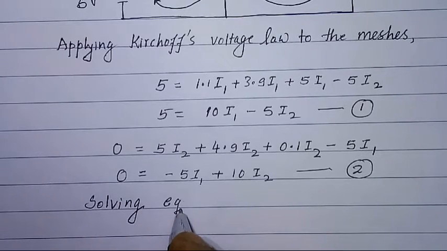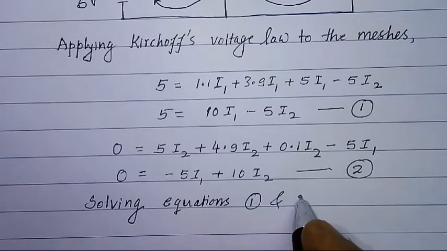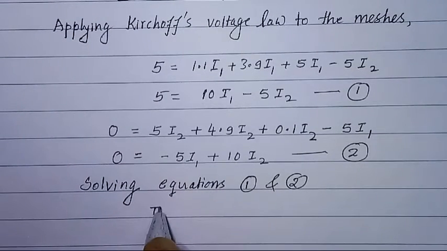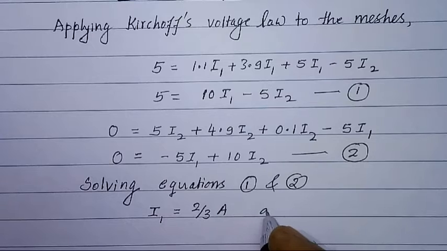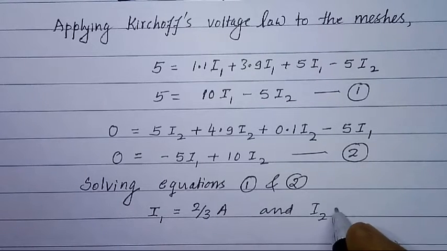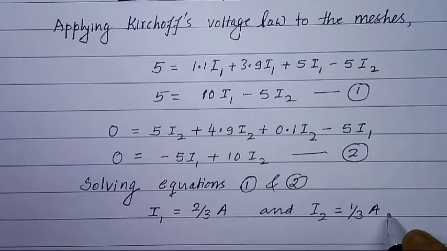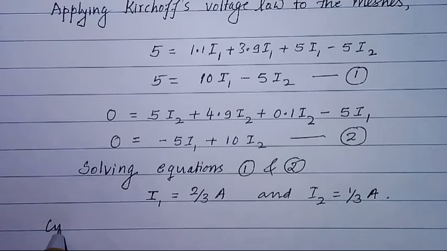Solving equations 1 and 2, we get I1 equal to 2 by 3 ampere and I2 equal to 1 by 3 amperes. Now we will find current through 5 ohm resistor due to 5 volt source.